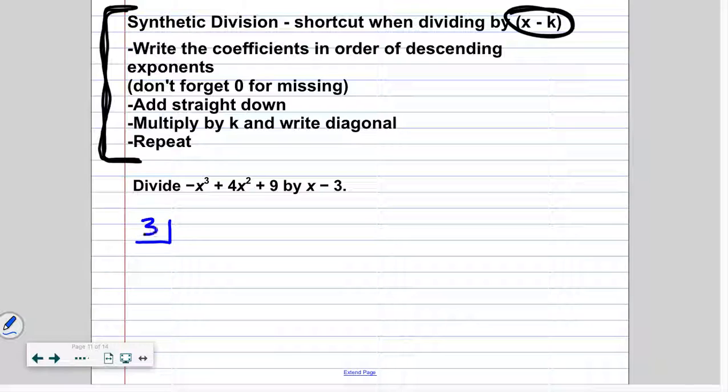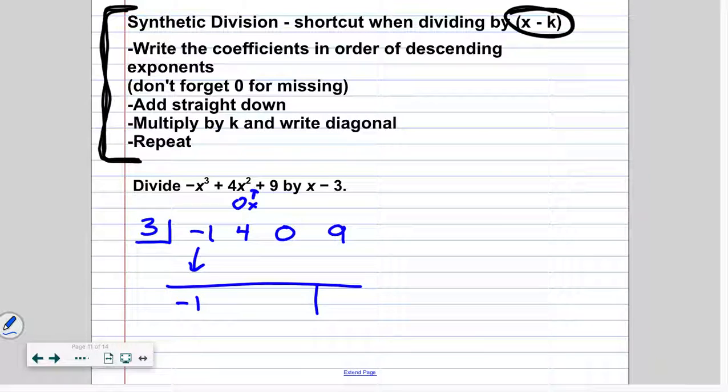A positive 3. When you're using division, always use the opposite. All right, then what's missing here? We have negative 1, we have 4, but we don't have any x's. Notice we have 0 x's right there, so we're going to put a 0 in. This is synthetic division, just like synthetic substitution. Let's do it. Here we go.